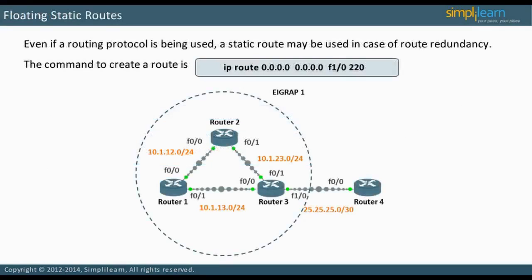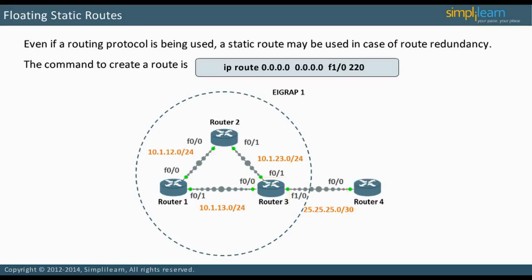Even if you use a routing protocol, you may want to use a static route in case of route redundancy. If you configure a static route with an AD greater than the routing protocol AD, the static route will be used as a backup route. In the topology, if there is a link between RTR2 F10 and RTR4, the command shown on the slide would create a route that can be used if the link between RTR3 and RTR4 fails.